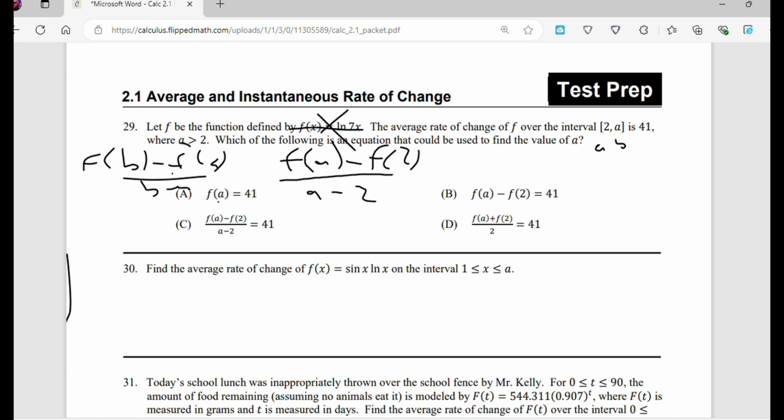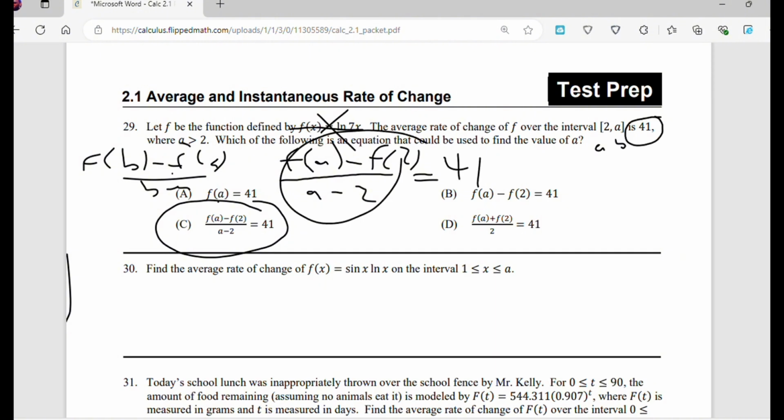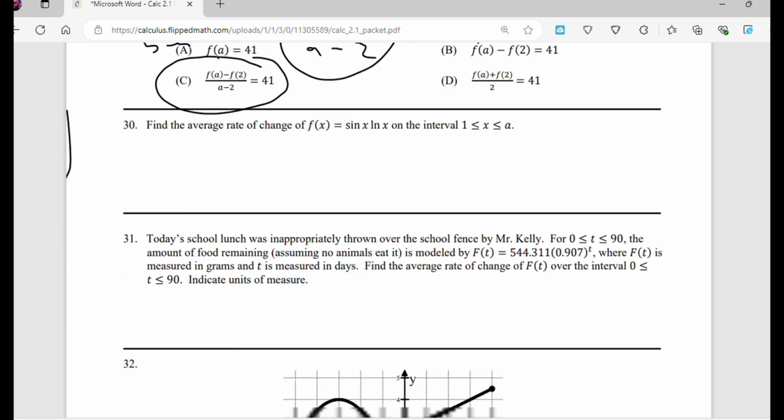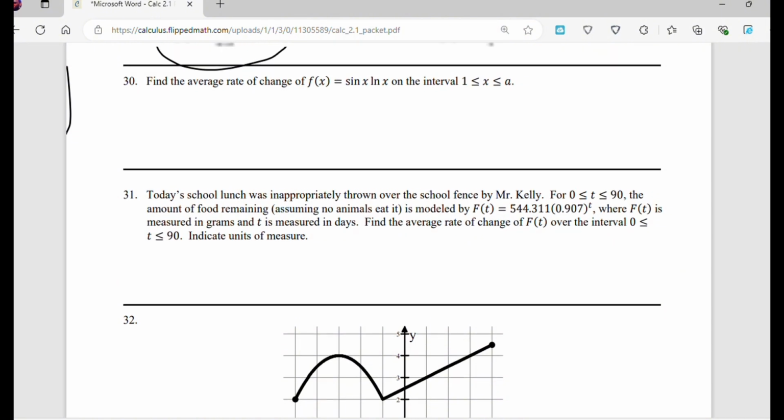Well, at first, I don't see anyone that gives us this. However, this one looks pretty close. And we do know that this is equal to 41, and that is given here, right? The average rate from 2 to a is 41. And so C would be your correct answer here. That wasn't too bad. All right.